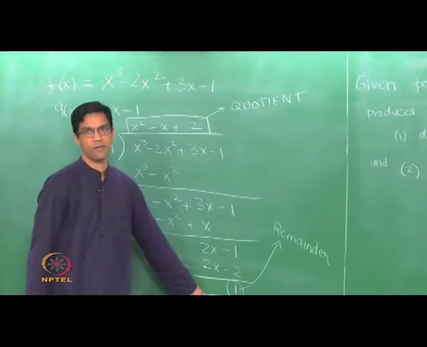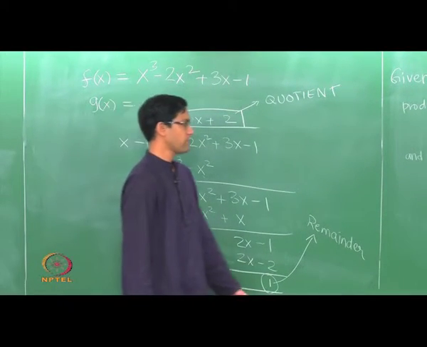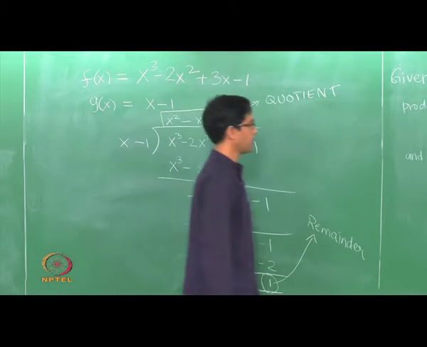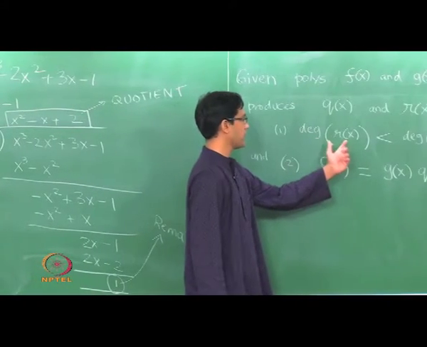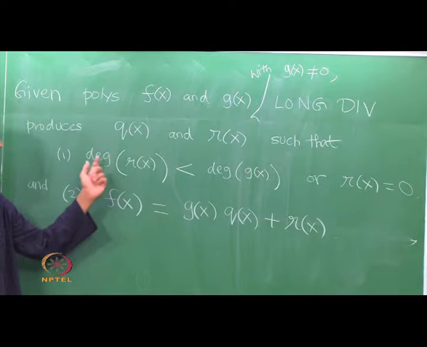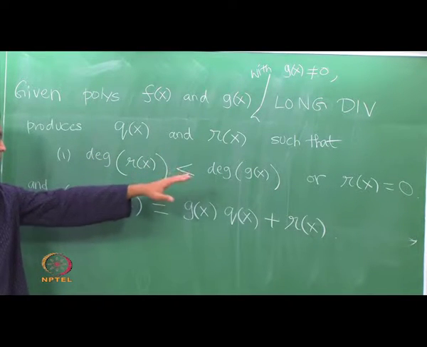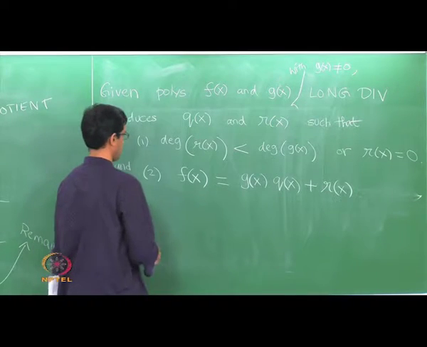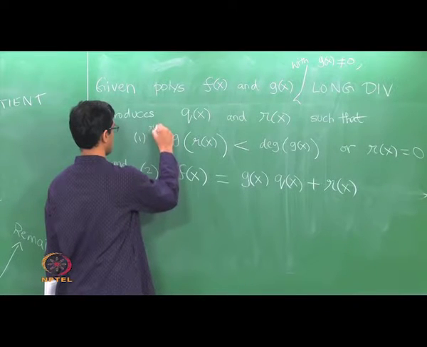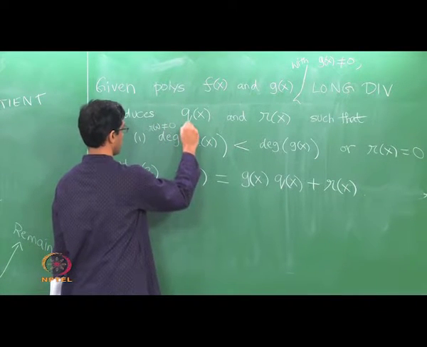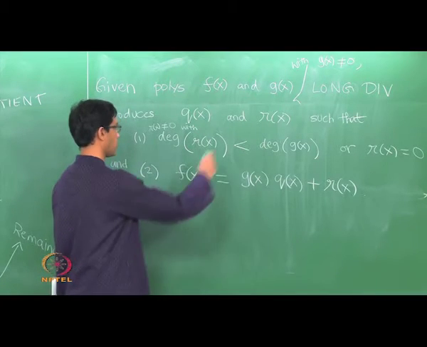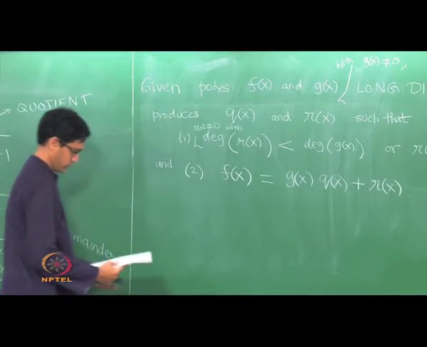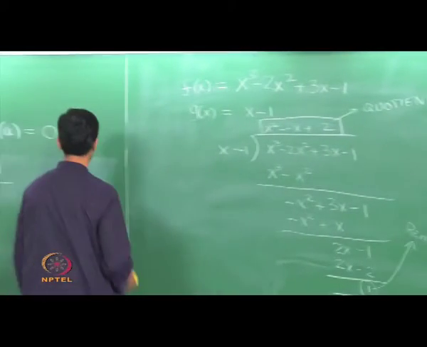So in our case the remainder was something non-zero, but it could very well happen that when you divide, it's an exact division and the remainder is just 0. Observe that I said degree is not defined if the polynomial is 0. So I am talking about either the remainder is 0, or it is non-zero and has degree strictly smaller than degree of g of x. So here I should say r of x is non-zero with degree strictly smaller, or the remainder is just 0. Okay, so that's what long division does.